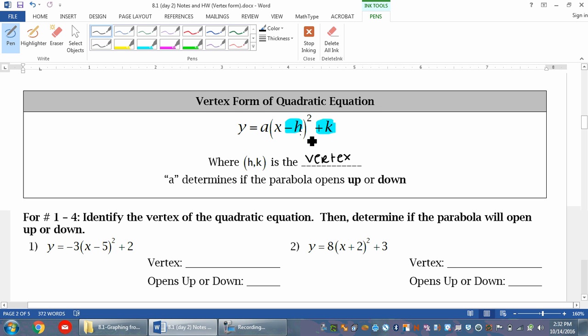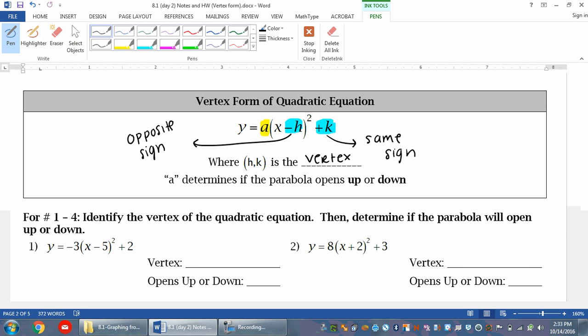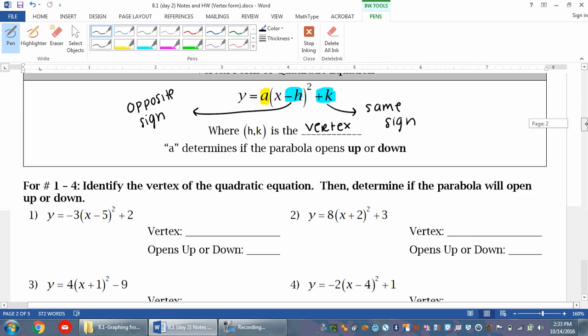Okay? H, remember, is the opposite sign. K is the same, so we're not changing this. And again, this number in front of the parentheses, if it's positive, it's going to open up. If it's negative, it's going to open down. All right, so let's do some practice.